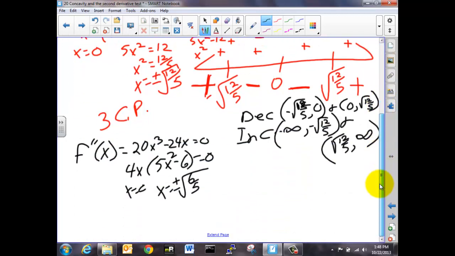Are these inflection points? We don't know. Why don't we know? We've got to do a sign line. These are possible inflection points. And I keep saying that because tomorrow when you're working on this, you're not going to think they're inflection points. Okay?